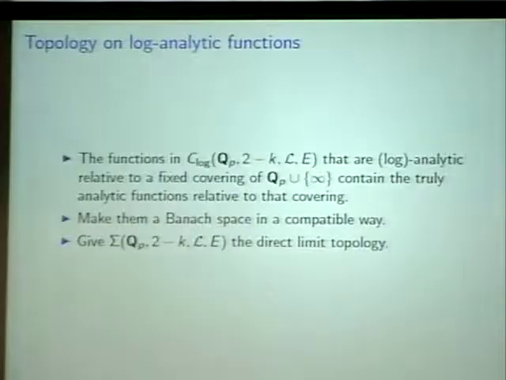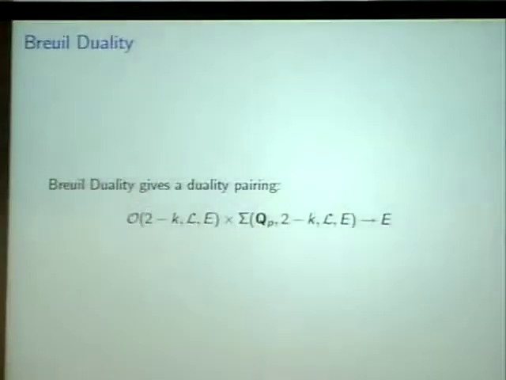And this just describes the topology. The functions here, you look at a covering by balls, and away from infinity, they're just locally analytic, and on a ball around infinity, they have this logarithmic term plus a locally analytic part, and they have a direct limit topology. And the regular ones, the ones without the logarithmic poles, are in there as just a subspace of finite codimension. So Morita duality is between these antiderivatives of rigid analytic functions and these boundary functions which have logarithmic singularities at infinity modulo polynomials of degree k minus 2.